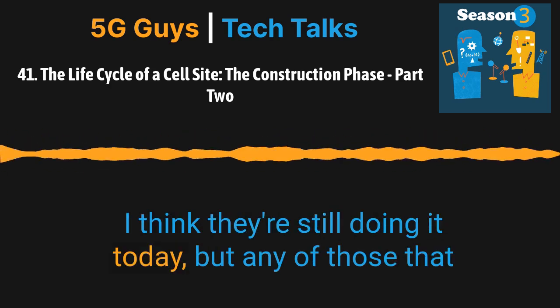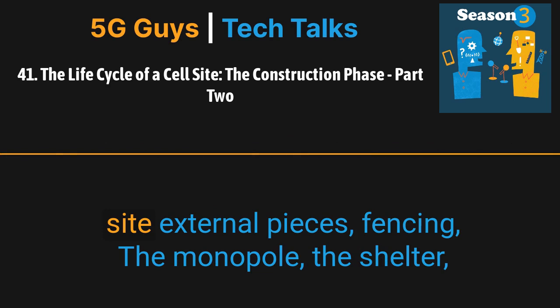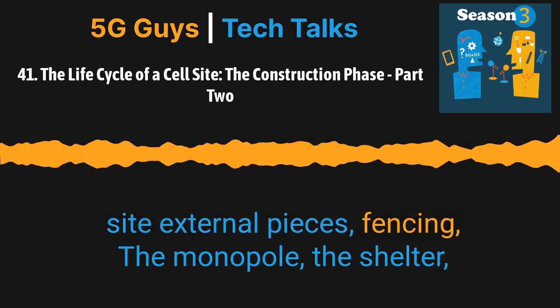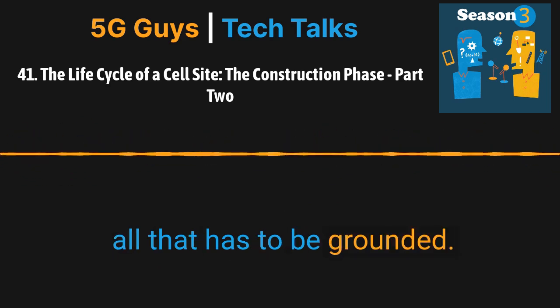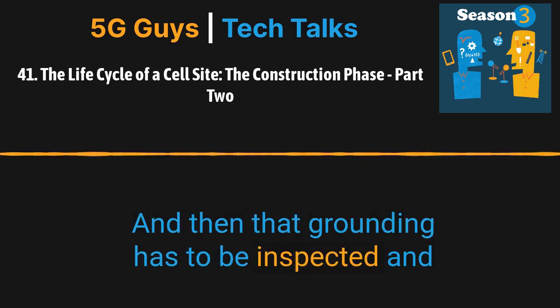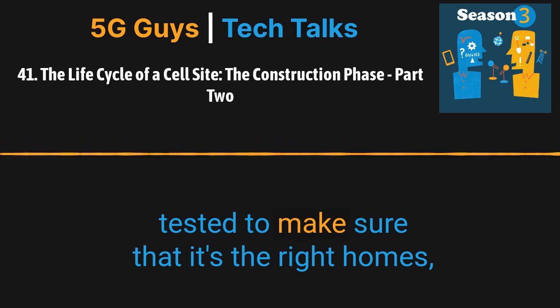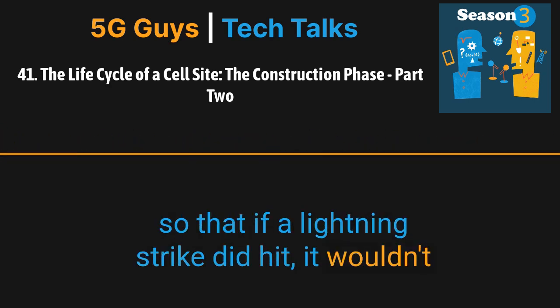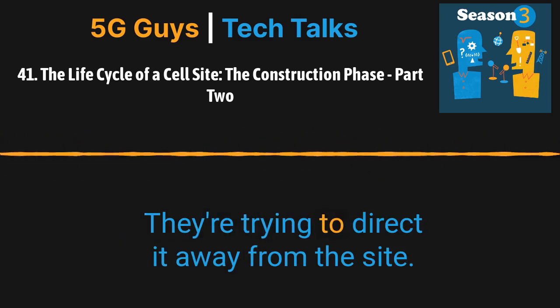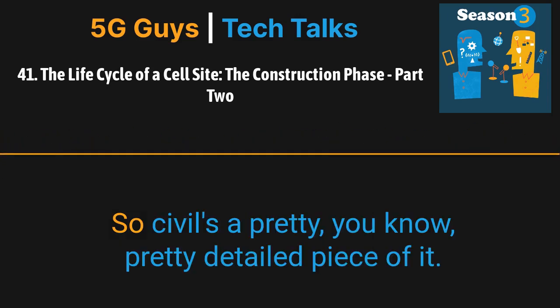I think they're still doing it today, but all of those site external pieces, the fencing, the monopole, the shelter, all of that has to be grounded. And then that grounding has to be inspected and tested to make sure it's the right ohms, so that if a lightning strike did hit, it wouldn't destroy all the equipment. They're trying to direct it away from the site. So civil's a pretty detailed piece of it.